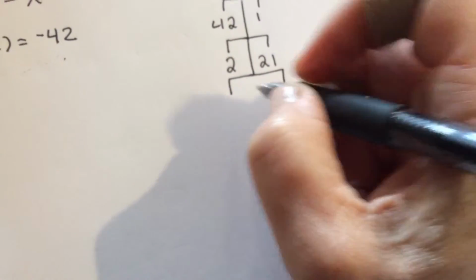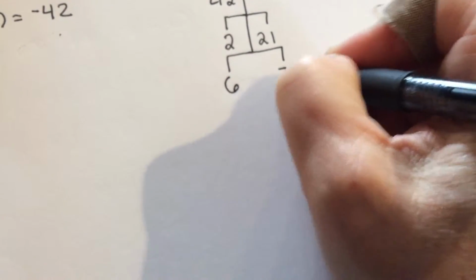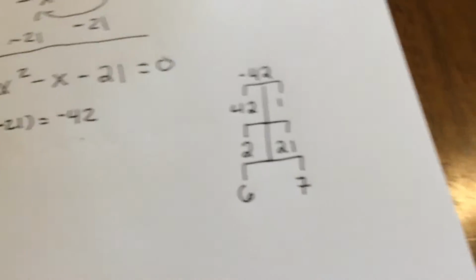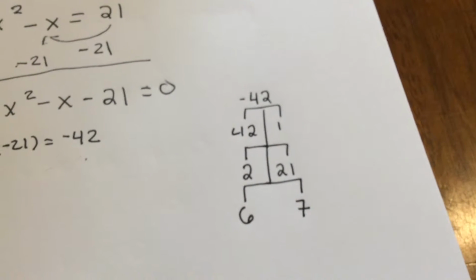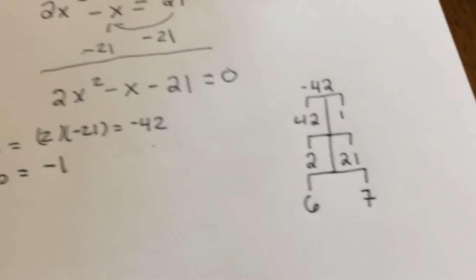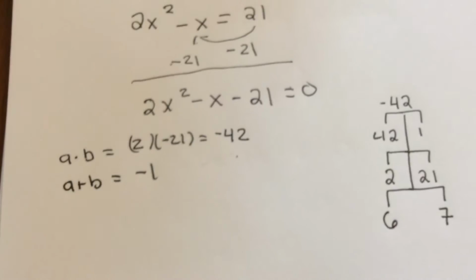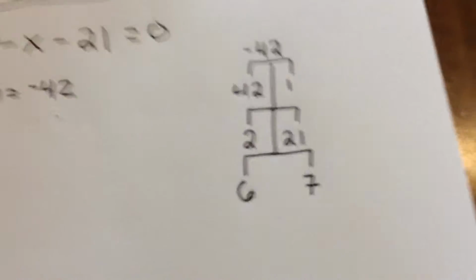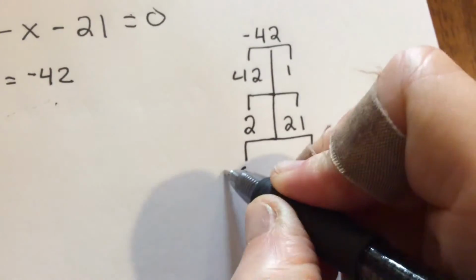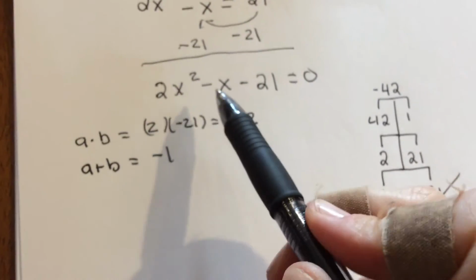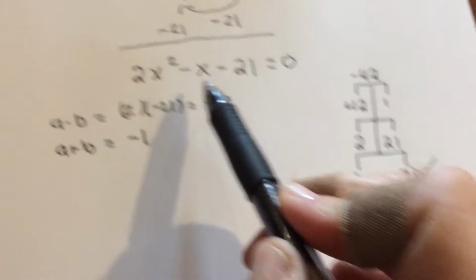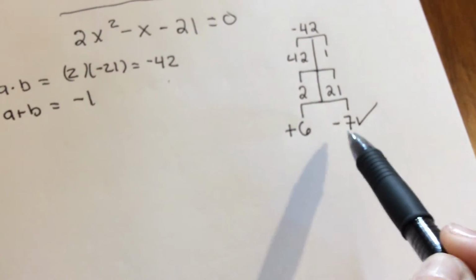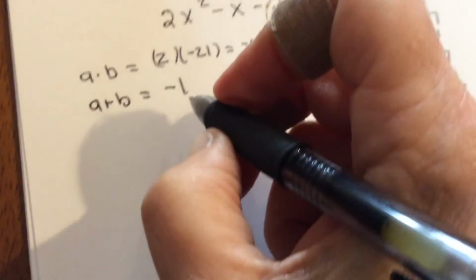Let's see. I'm going to try 6 times 7. Now this looks really good because I know 6 times 7 will give me a product of 42. And if I take negative 7 plus 6, it gives me a negative 1. So it looks like it's going to work, but I need to make this a negative and this a positive. So we're going to use that really neat trick again of rewriting negative 1x in terms of 6x and negative 7x. Let's see what that would look like.